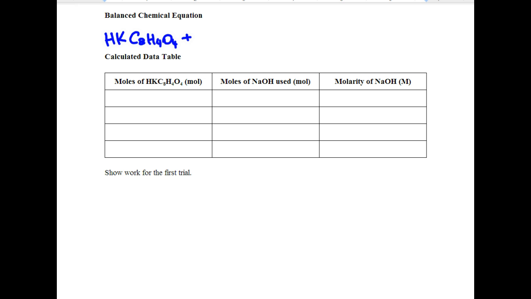So don't worry about the phenolphthalein. That's not something that's taking part in the actual reaction. Rather, it's just telling us what's happening based off the color. So that's why we don't include the phenolphthalein here.